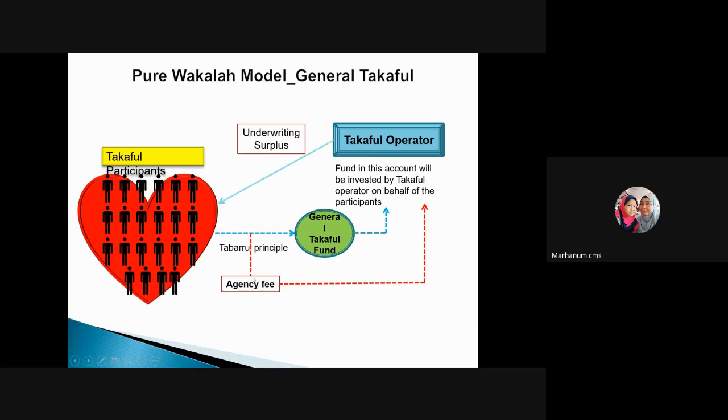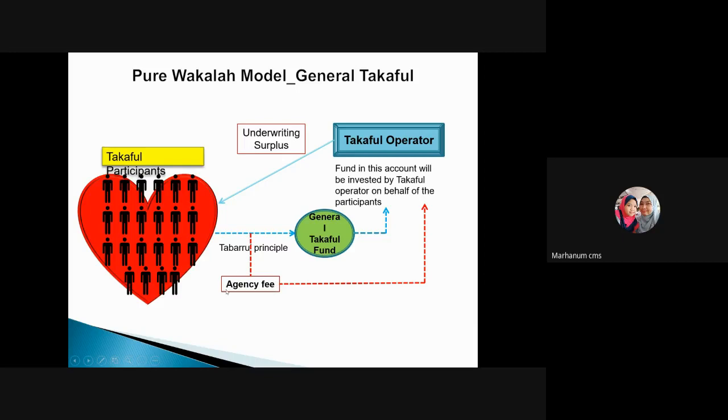Okay, let me give an example. Let's say the participant needs to pay contributions of 100 ringgit monthly. They will give 100 ringgit to the agent, or through monthly deductions, and that 100 ringgit is not put straight into the general Takaful fund or risk fund. There will be a deduction of the agency fee. The percentage of agency fee here is usually 30%, 40%, and the highest is 60%. If the participant pays 100 ringgit, 40 ringgit will be deducted for the agency fee.